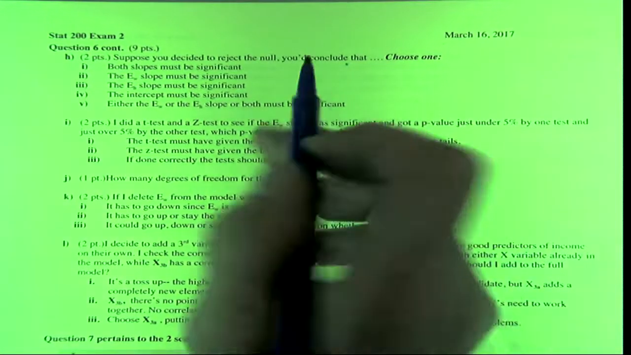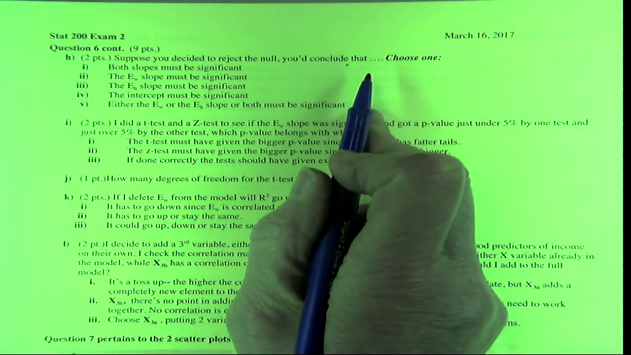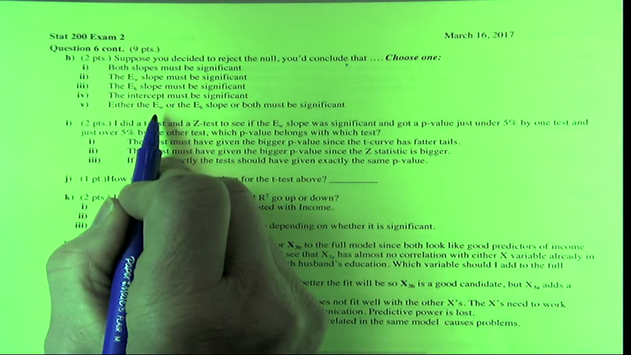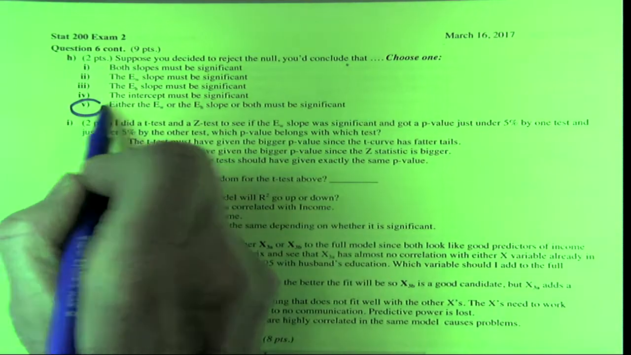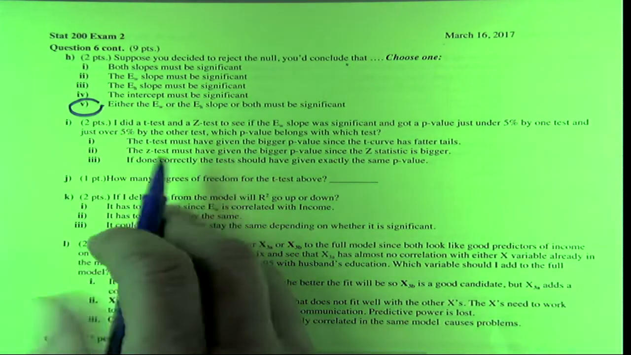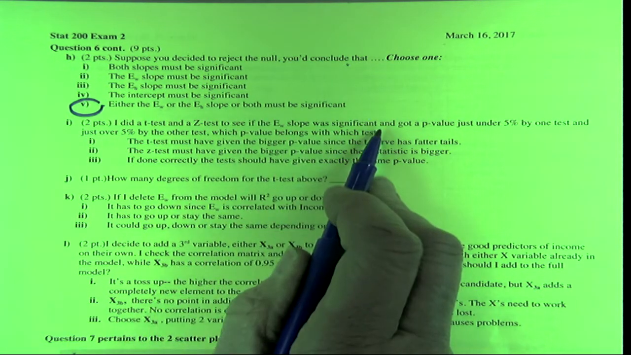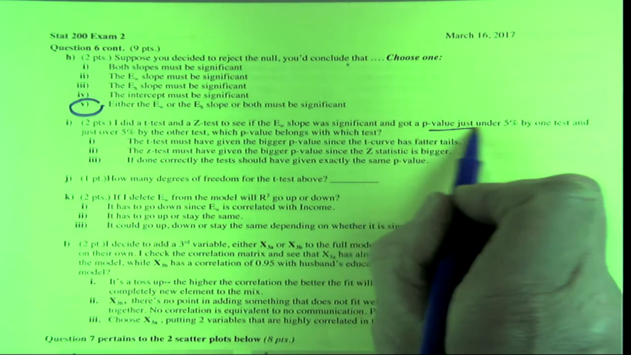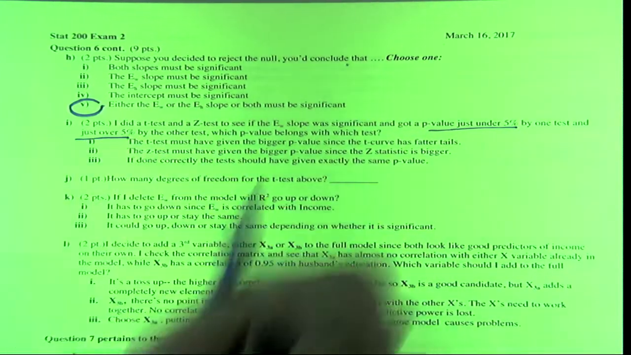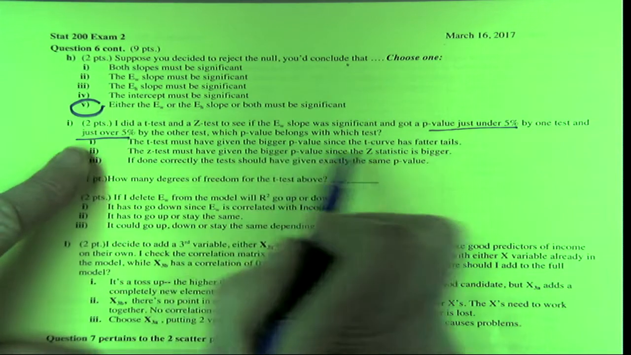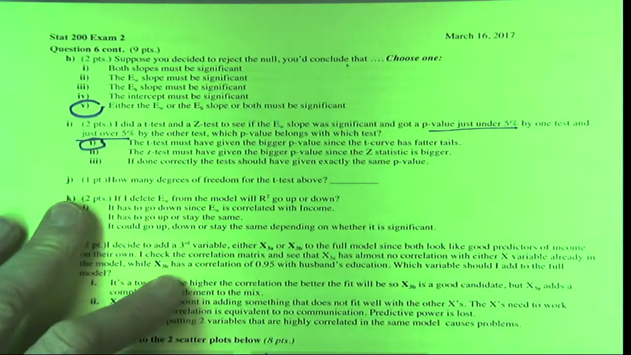All right. Now, suppose you decided to reject the null. You'd conclude what? Remember, at least one of the slopes. So that means either the first slope, the second slope, or both. That's what significance would mean. Suppose I did a t-test and a z-test to see if the slope was significant, and I got a p-value just under 5% by one and just over 5% by the other. Which is which? Remember, fatter tails, bigger p-values with the t. So that's the answer. Okay?